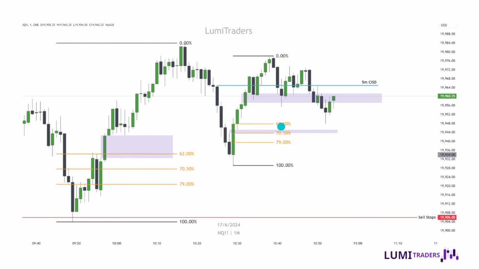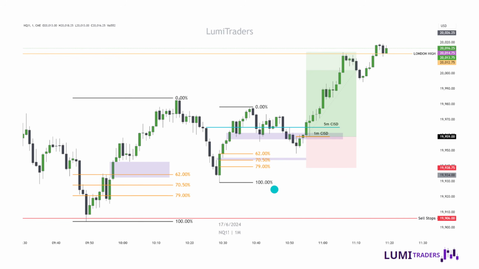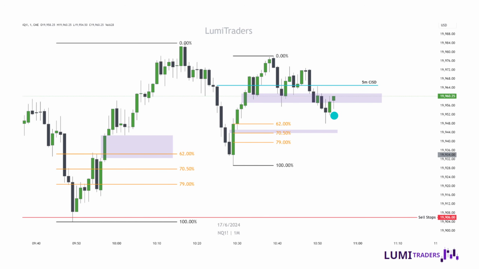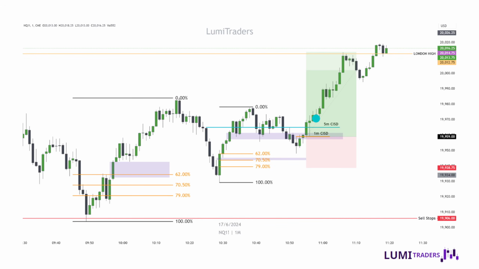We want to wait for 1-minute change in the state of delivery right here to form and enter long. Boom. 1-minute change in the state of delivery, long. Stop loss below 79%. Why? Because we got reversal from 62%. Perfect.